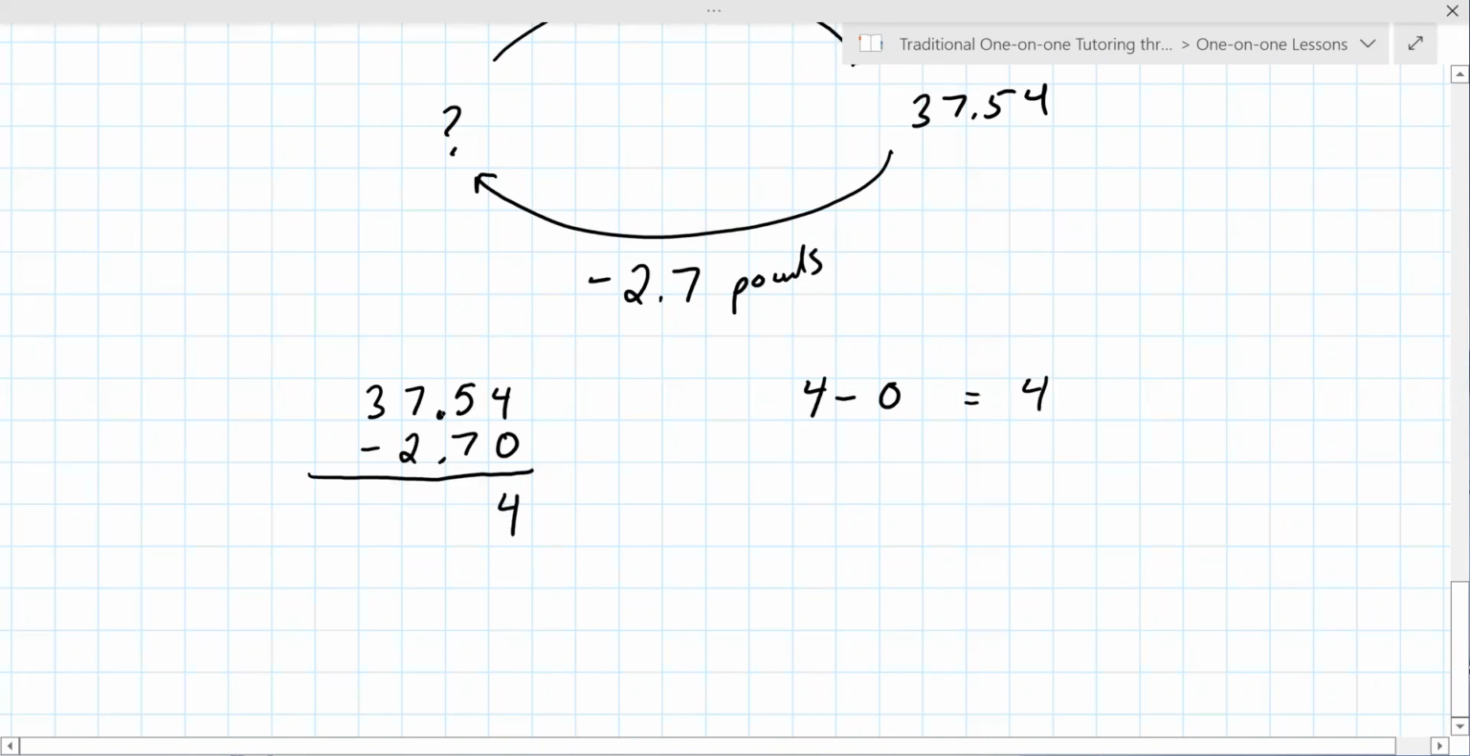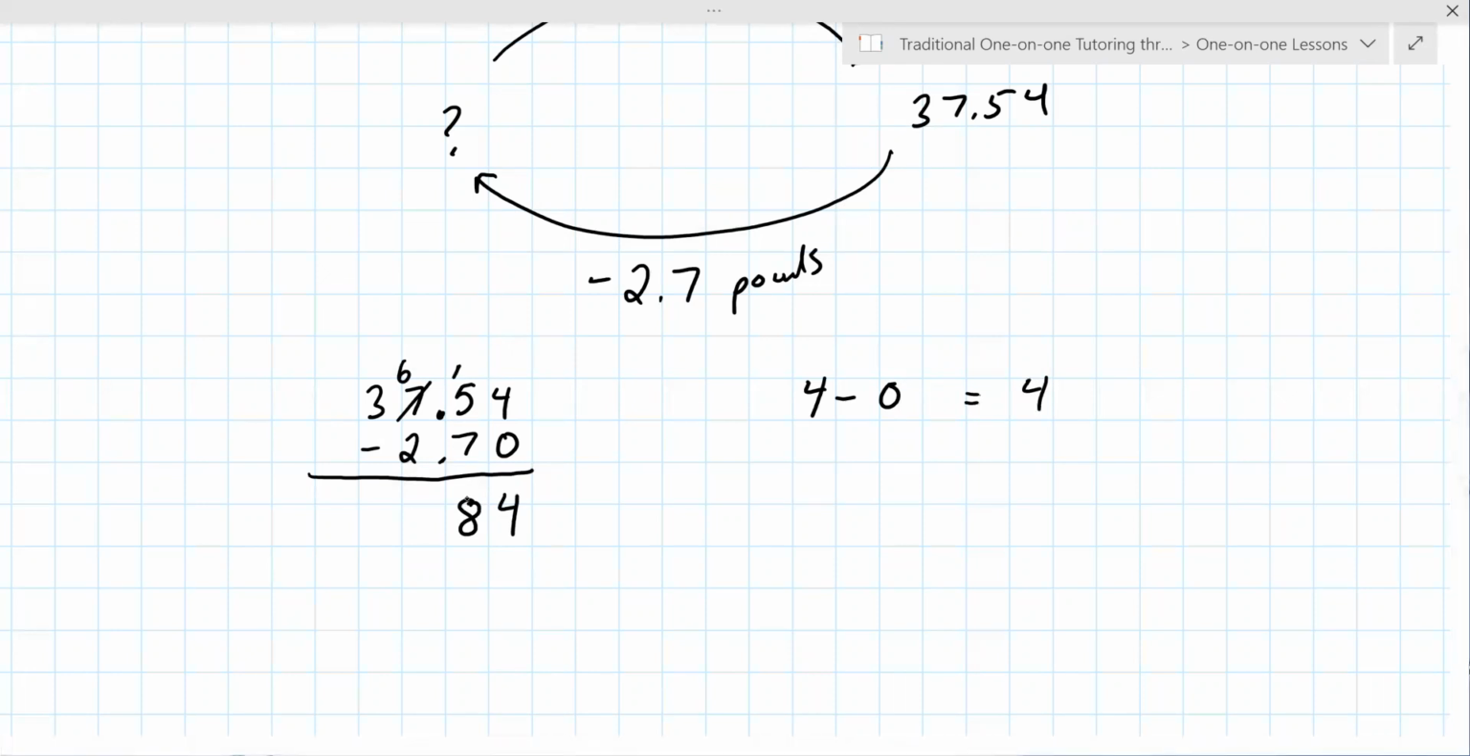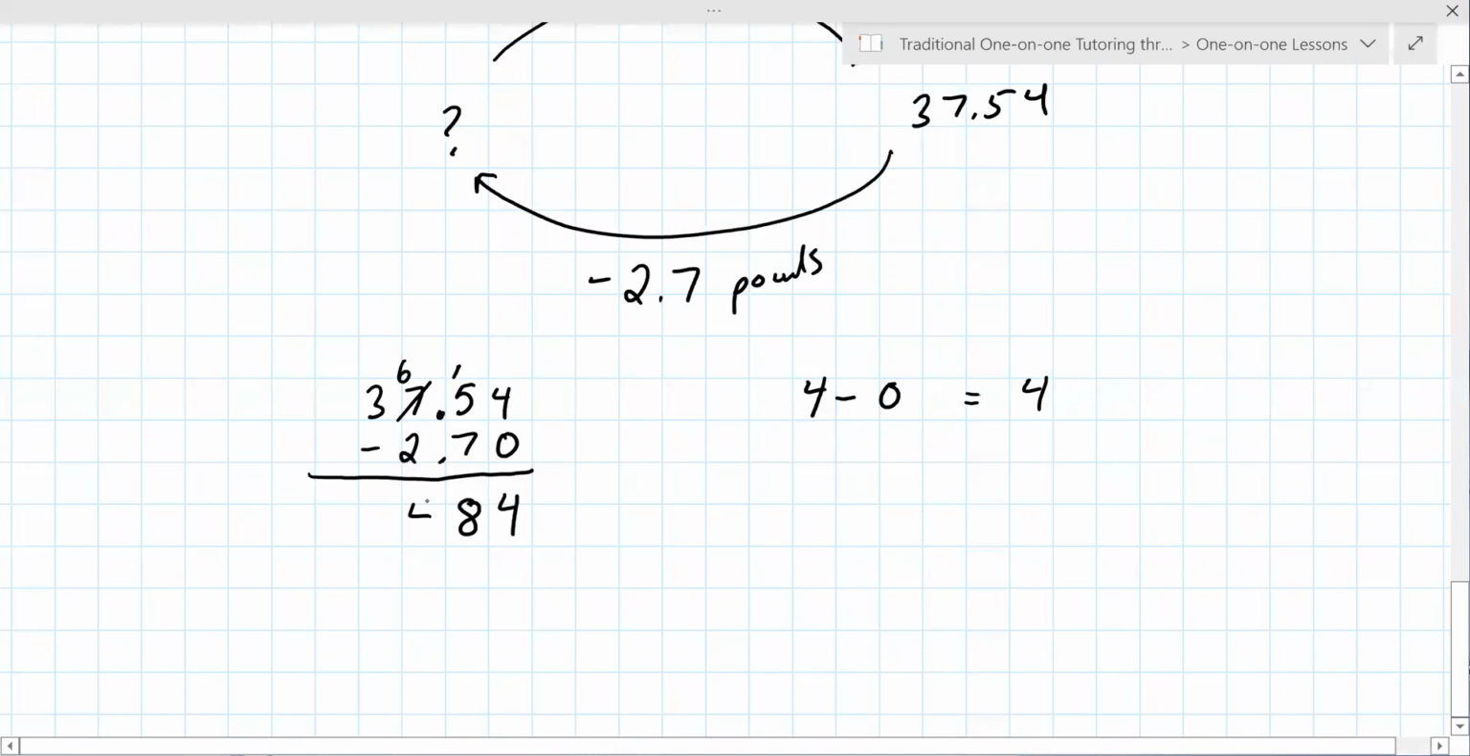Okay, now I believe in the next one you correctly said, okay, 5 is smaller than 7, so I can't subtract, but you can borrow from the 7 and make 6. 15. Now 15 minus 7 is 8. Okay. And now 6 minus 2 is 4. And the 3 is brought down. 34.84.